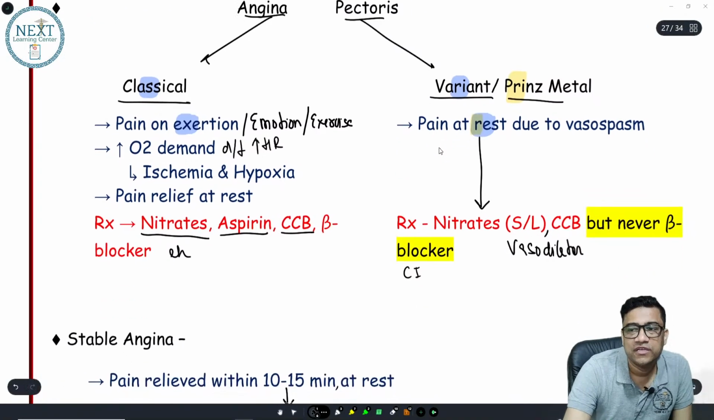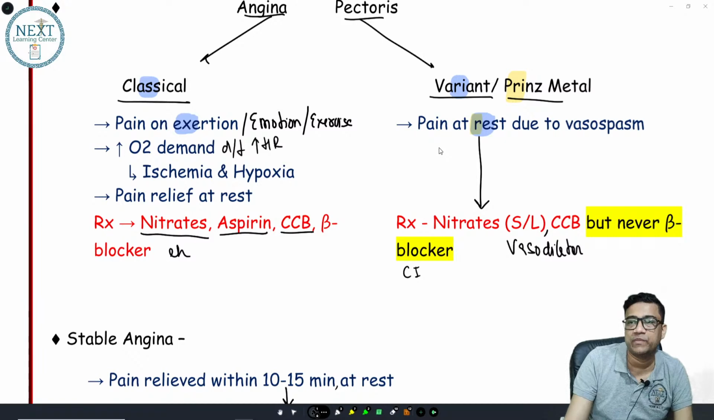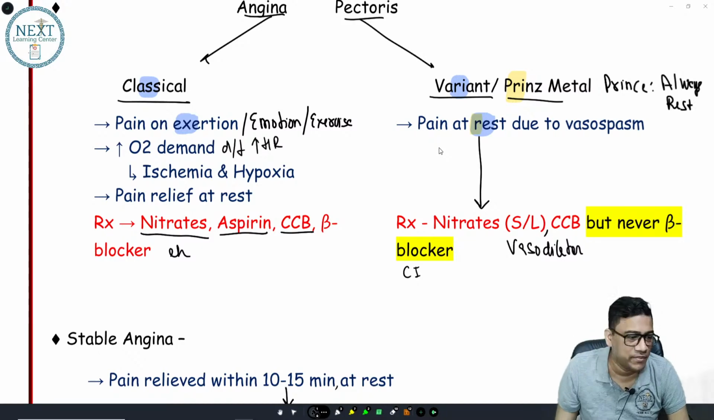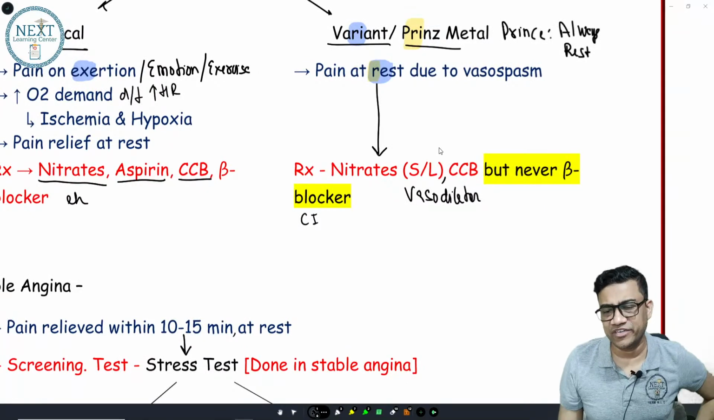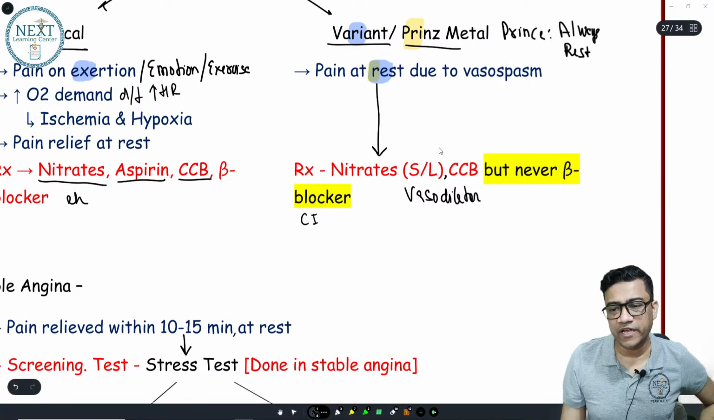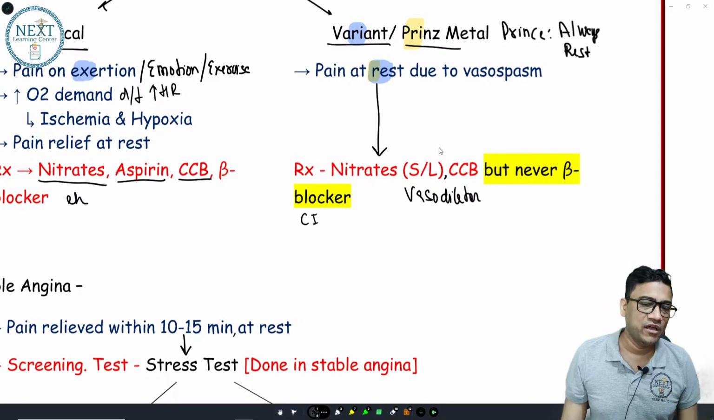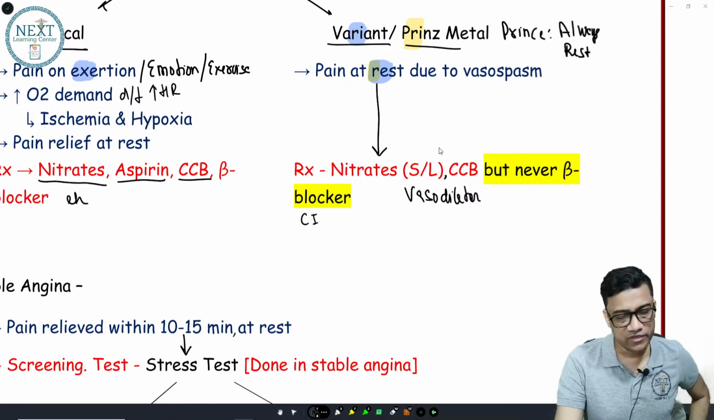Next question. If pain is at rest, it is called variant. Why? Princes don't work. So remember, princes always rest because they are princes. Prince rests, okay. What is the treatment? Sublingual nitrates will be given. Also we will do CCB, but never beta blocker. Why? Because they can cause vasoconstriction. So that's why we can do it. Yes.